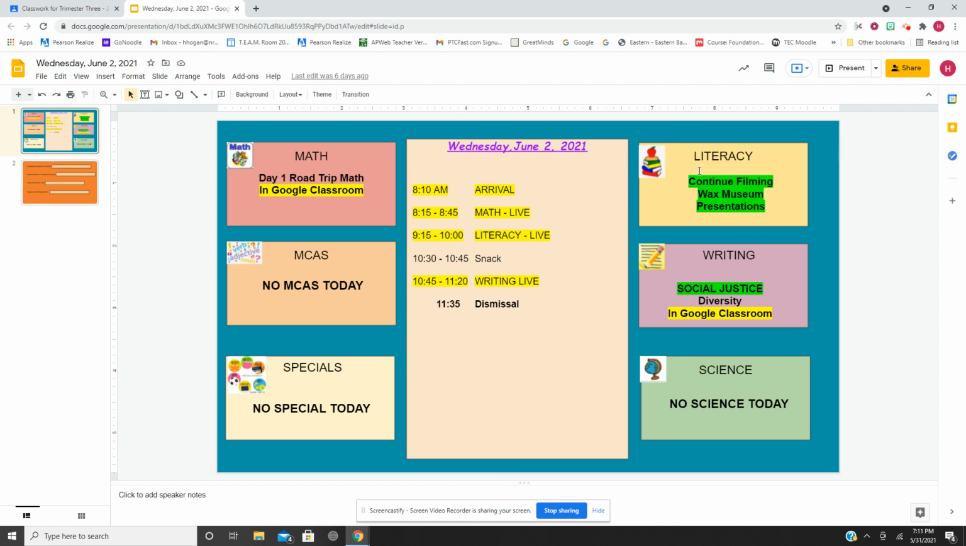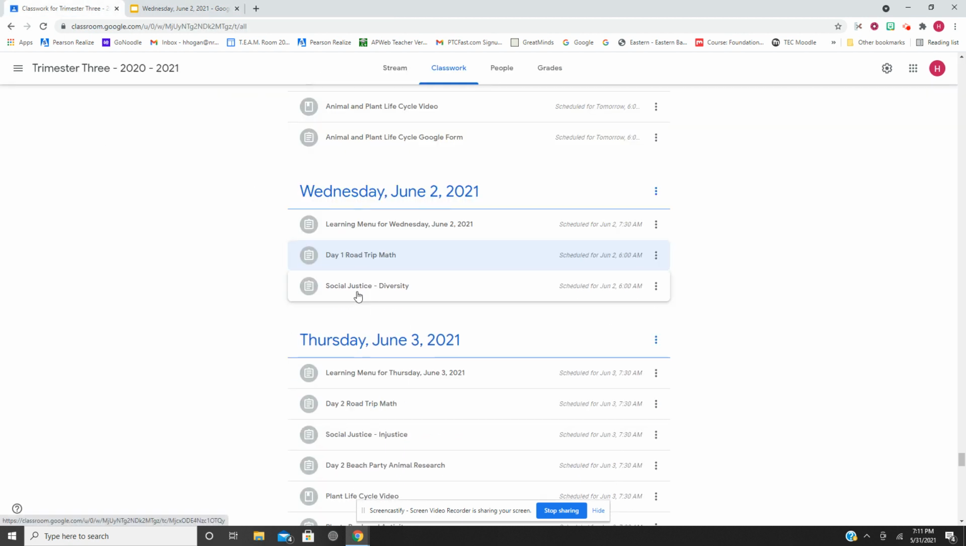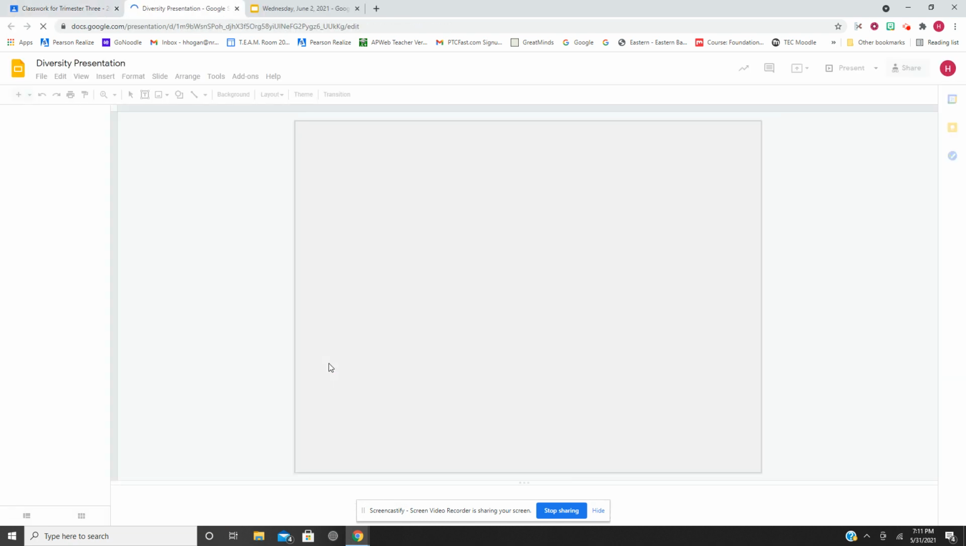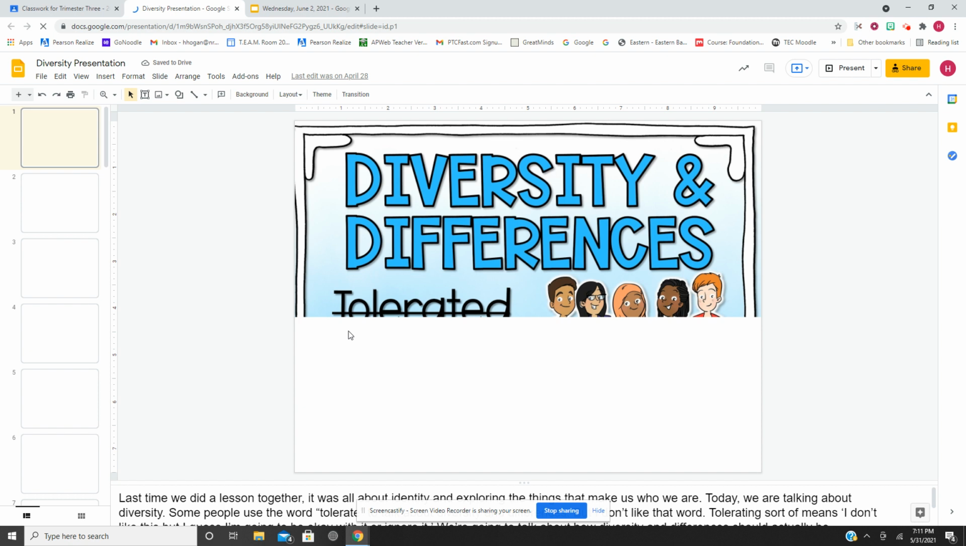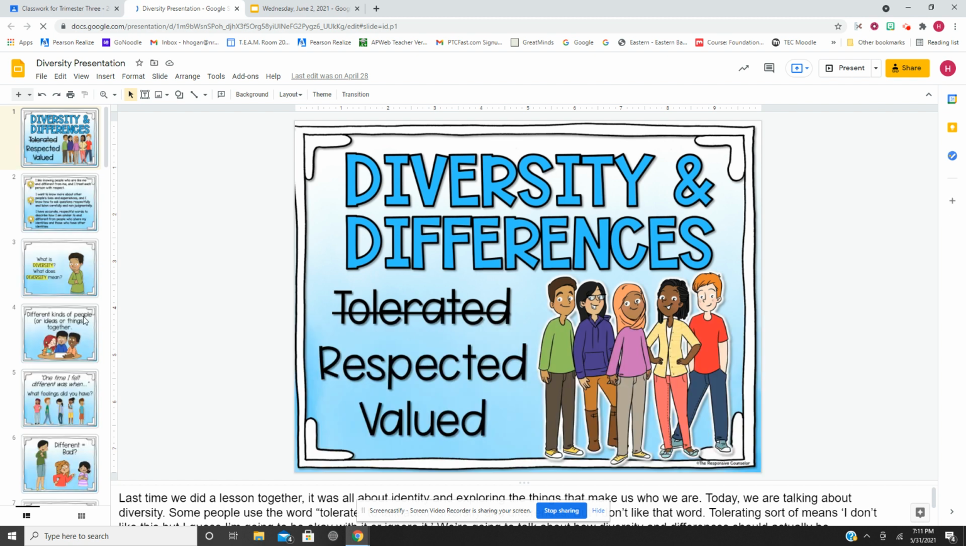Then literacy, we're going to be filming the Wax Museum all day today. And then after snack for writing, we're going to do diversity. Yesterday we did identity. Today we're going to do diversity. And diversity are differences. We don't just tolerate differences, we respect them and we value them.